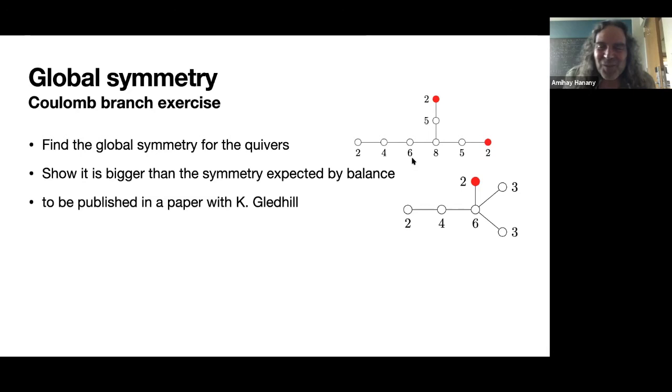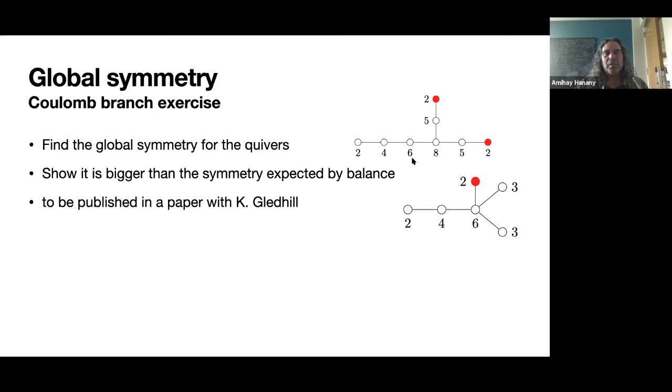Not boring at all. I see. Okay. So those are very nice. You would think those are just ordinary quivers, right? They look innocent. Both of them have a class S description and just a collection of numbers, right? And they look like any other quiver, right? But for whatever reason, they don't satisfy this balance global symmetry description.